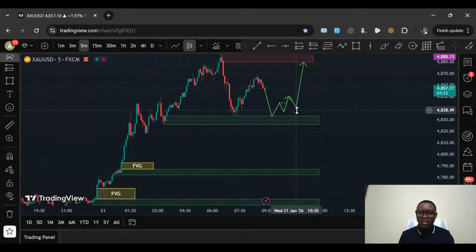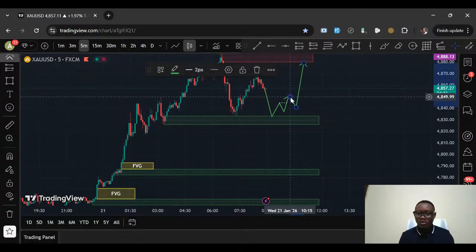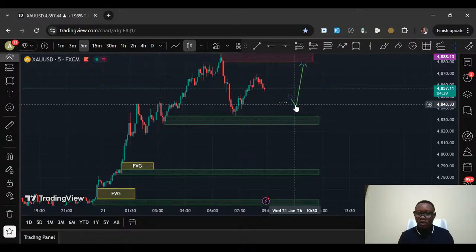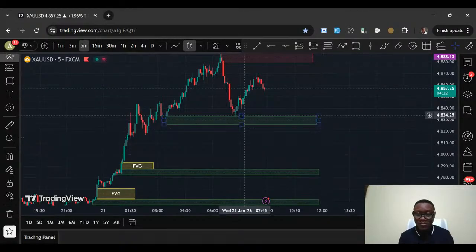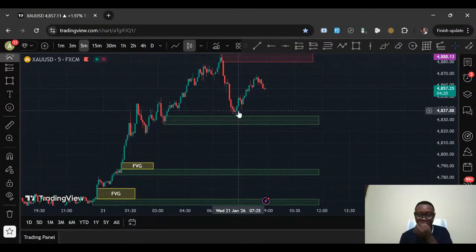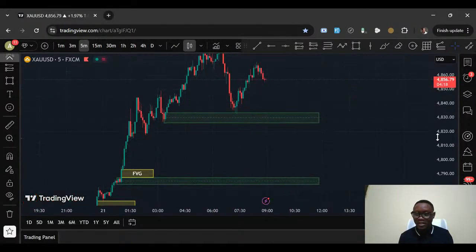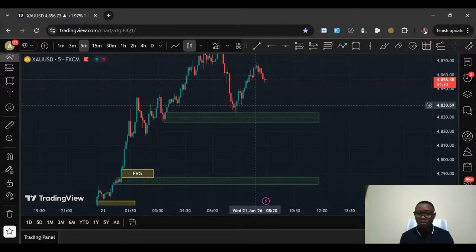I'll delete this. Look at my second entry model. It's simple, and you're looking right at it on the screen, which is this: rejection candles like this guy, and this is what I looked at before I took this trade prior to this live session. The rejection candles I got here gave me a reason to take this trade.